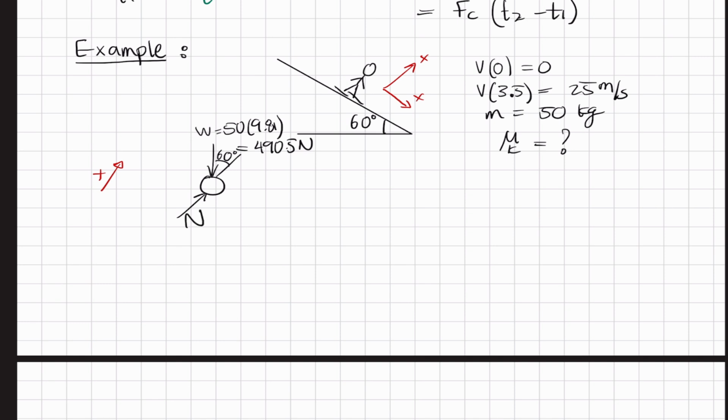We call this the n. And what we have to do now is to simply calculate n. An easy way of doing this is saying n is equal to w, and then we have to look at the 60-degree component of that w, right? So you have to do cosine 60. And so we have 50 times 9.81 cosine of 60, which is approximately 245 newtons. Okay, but we aren't done.